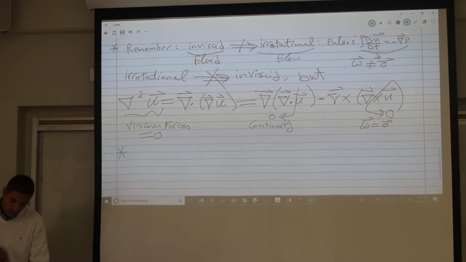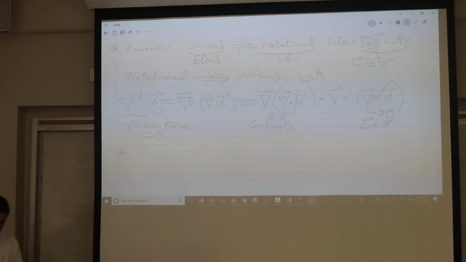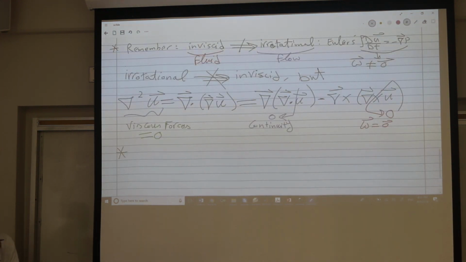Second, any question? Again, please, if you have any questions, stop me. Yes, David? So irrotational means that there's no viscous forces. Yeah, viscous forces are zero. Just to clarify, for incompressible, irrotational flow, yes, that's right. Thank you.